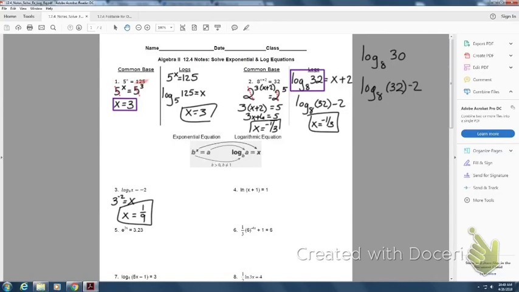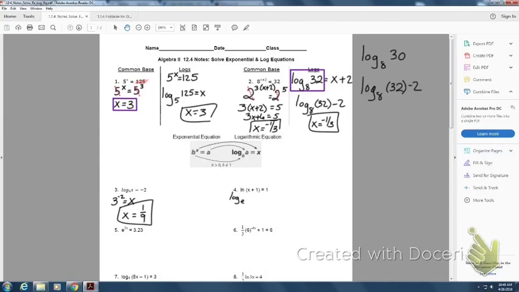Okay. So let's come over to 4. If I have natural log, what does that mean my base is? That's common log. It's not a variable, but it's a constant, E. Okay? So whenever you have natural log, this problem right here is the exact same. That natural log is the exact same as log base E.